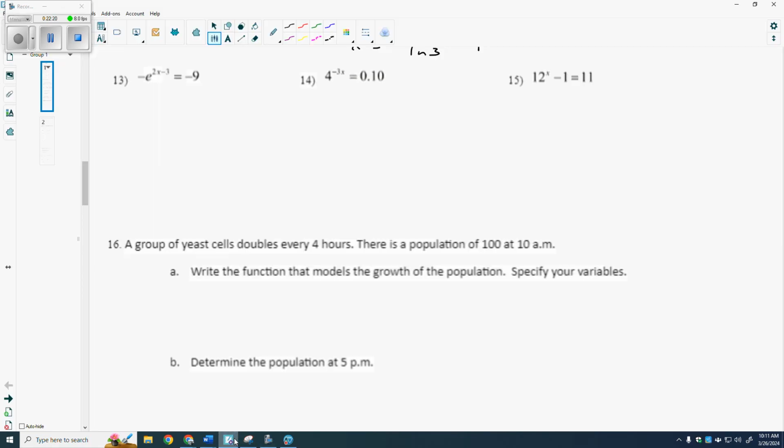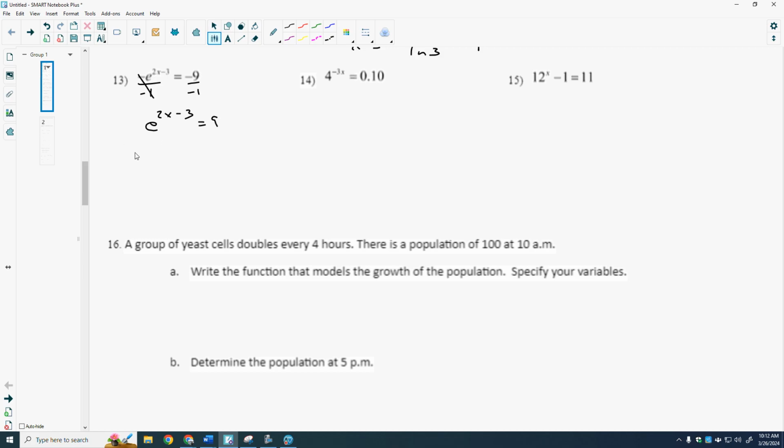All right, question 13. Isolate the exponential. It may look like it is. It's not. There's this negative sign here. I need to get rid of that negative sign. Technically, that's a -1 sitting there, so I'm dividing by -1. That makes that a +9.